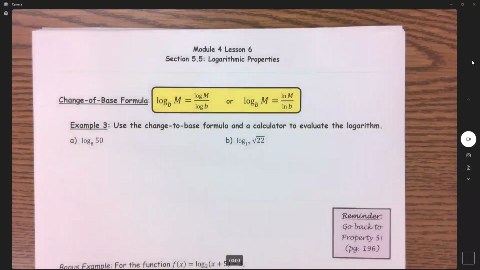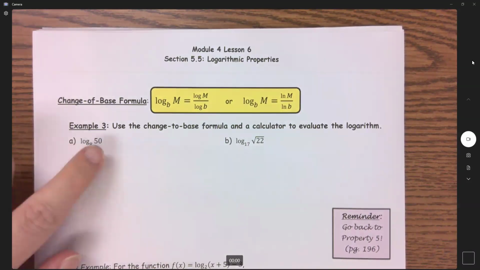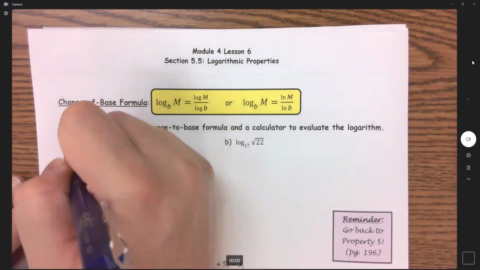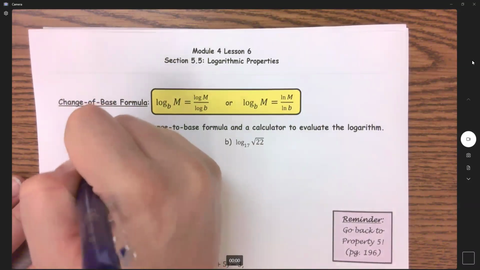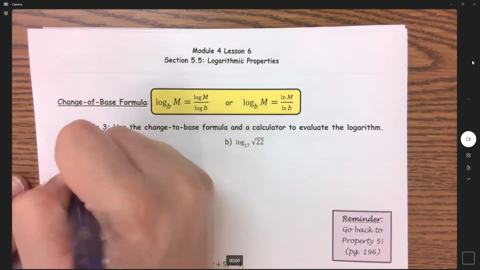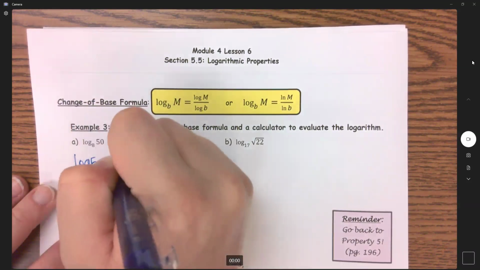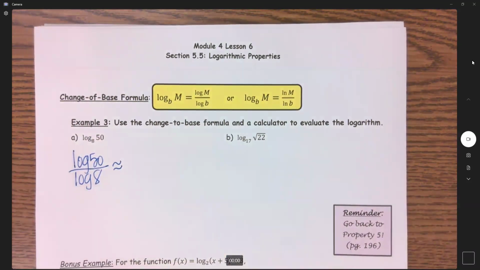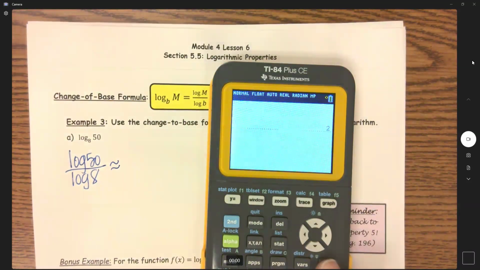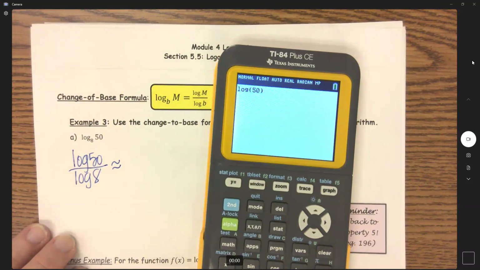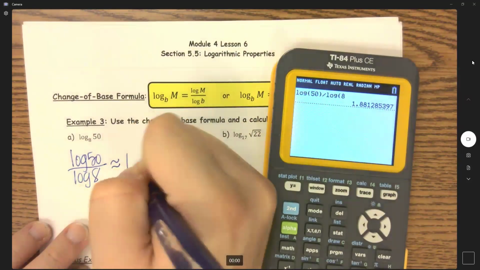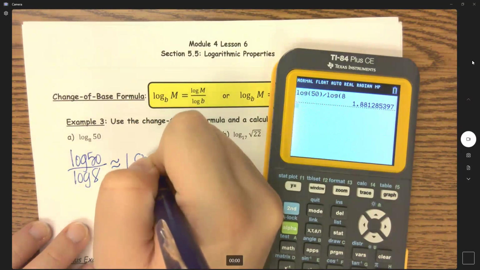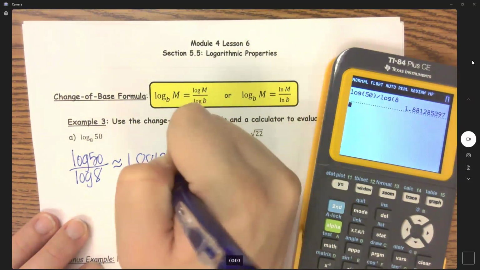So example 3, use the change of base formula and a calculator to evaluate. So if I have log base 8 of 50, we can evaluate this by doing log of 50 over log of 8. So let's round to, let's say, 4 decimal places. So log of 50, and you do need to close that parenthesis there, divided by log of 8, and we get roughly 1.8813.